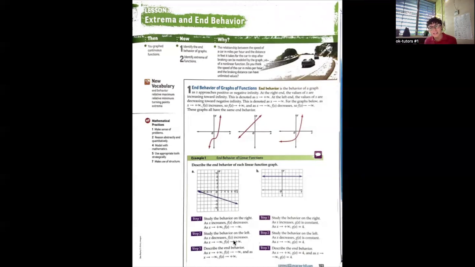You know that in our last class, we were speaking about point symmetry and line symmetry, right? That if both graphs went up like this, that means that it has line symmetry. And if they go on a 180 degrees rotation, that's point symmetry. So now we're going to be describing extrema and end behavior.